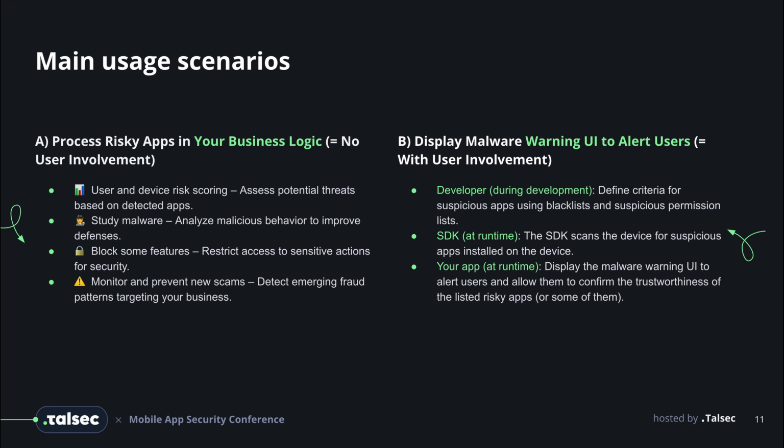So, two main use scenarios. This one displays the malware warning UI, which is what I showed on the previous slide. That's to protect the user from being hacked. So you decide what to display on start, what can be fishy, and of course you can do it in the background and process this inside your backend, so you can send this intel to your servers and then include it in some user risk scoring.